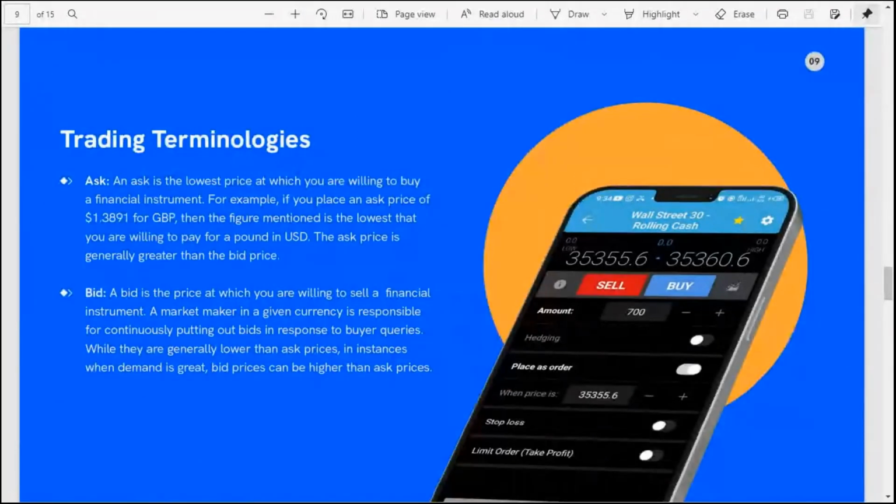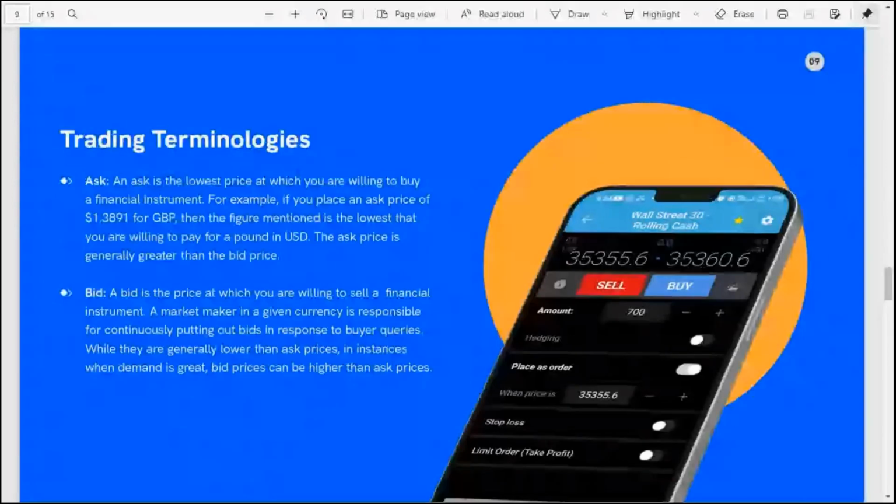For example, if you place an ask price of $1.3891 for GBP, the figure mentioned above is just the lowest amount you are able to pay for a pound in US dollars. The ask price is generally greater than the bid price, basically. Now, a bid price is the price at which you are willing to sell a financial instrument. Let's say you have a store where you sell a certain good. Let's say you sell furniture.